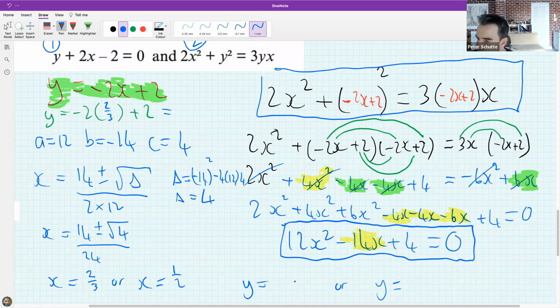Perfect. So what have we got for those y values? It seems like we are getting 2/3. Let's see if I agree with you. 2/3 and 1, so minus 4/3 plus 2. 2 would be 6/3. So yeah, we get 2/3. And the other one, when x is a half, minus 2 times a half is -1 plus 2 is 1. So y would be 1. So x is 2/3 and y is 2/3, or x is a half and y is 1 would be the solution.